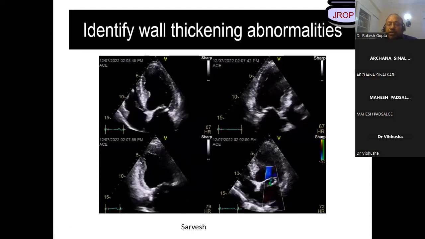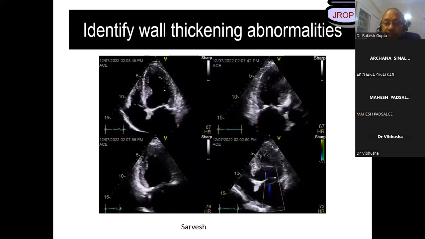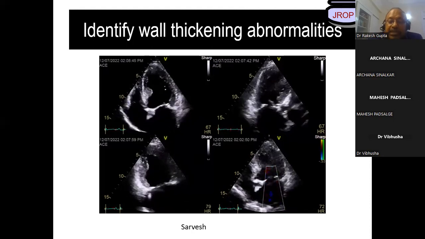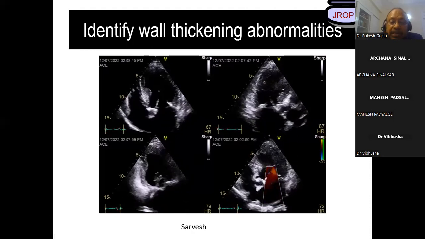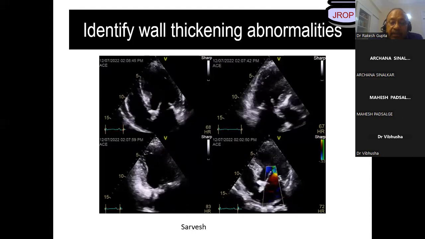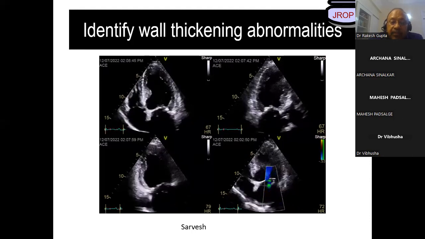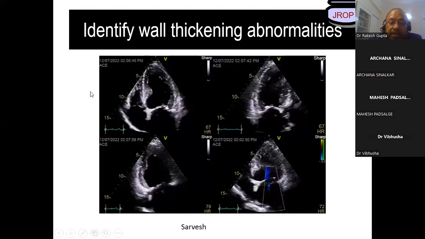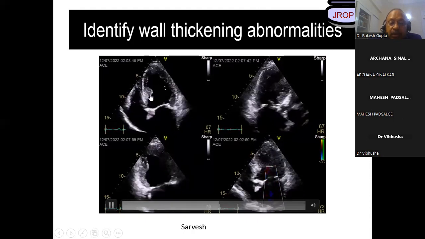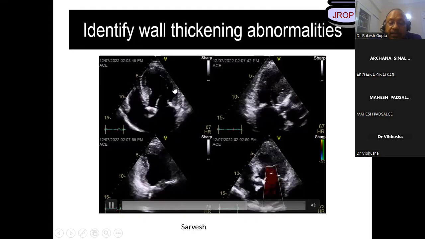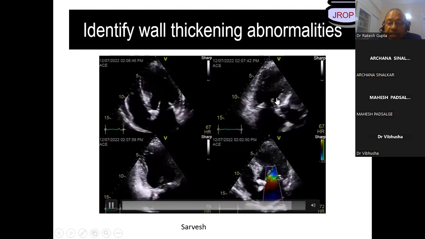Just focus on that particular segment. You have to go segment by segment to talk of wall thickening abnormalities. If you compare this segment with this segment, look, this is thickening and this is not thickening. This is not thickening, this is thickening.